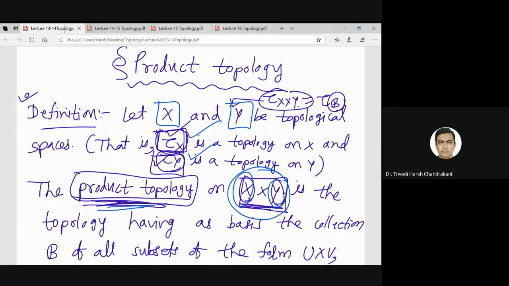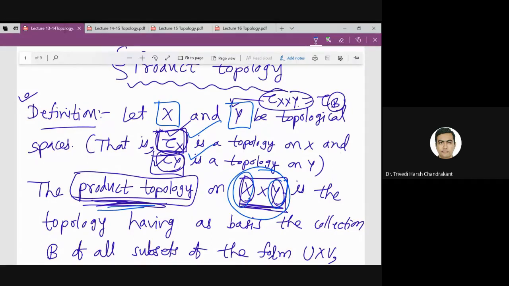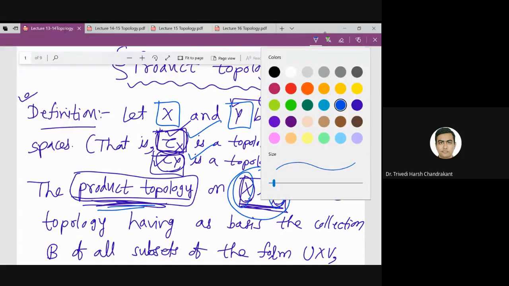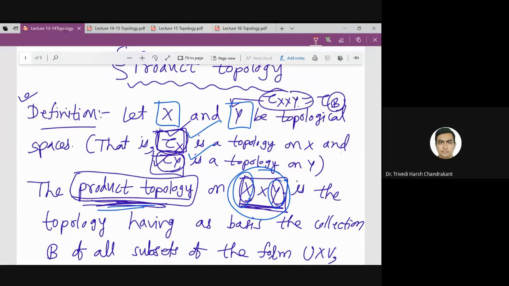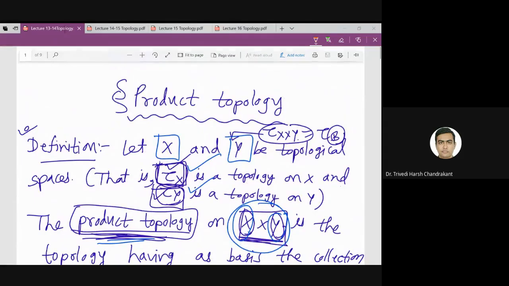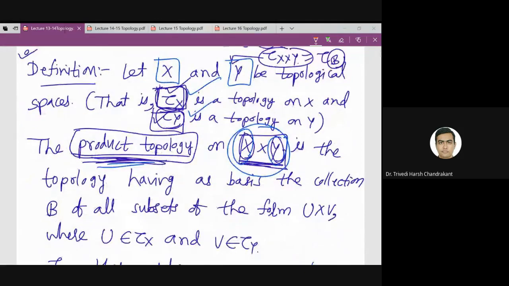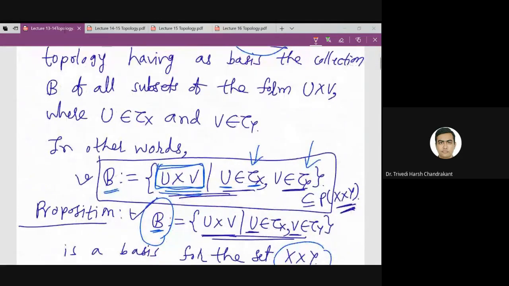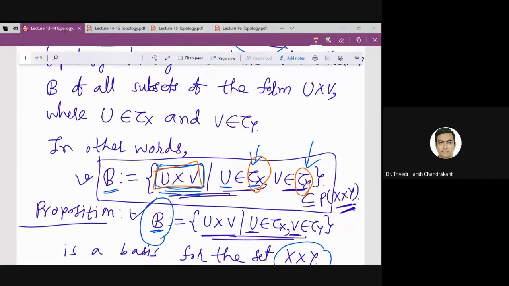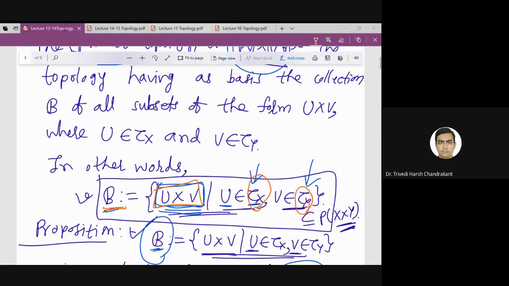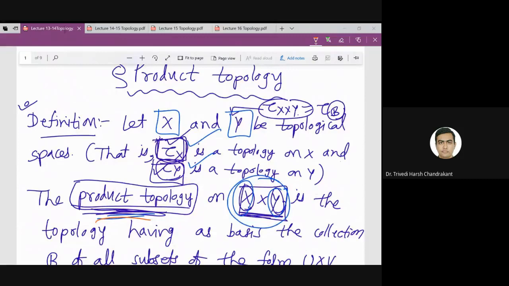So let us just revise some of the definitions which we discussed in recent days. So in previous lectures, this is a product topology. Product topology is a topology generated by the bases whose elements are of the form U cross V, where U is an element of topology on X and V is an element of topology on Y. So this basis generates the topology which we call product topology.